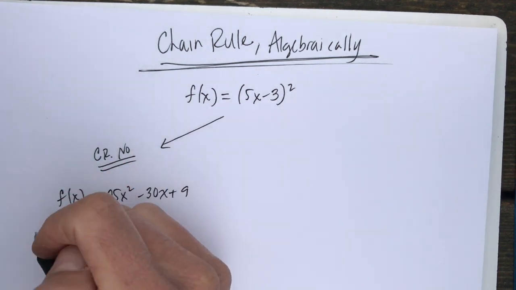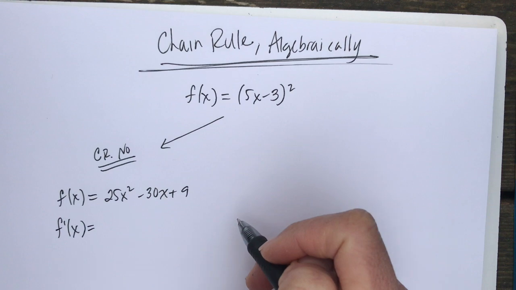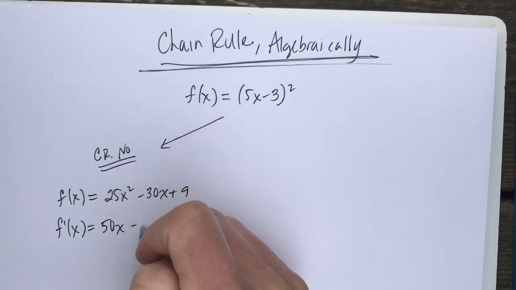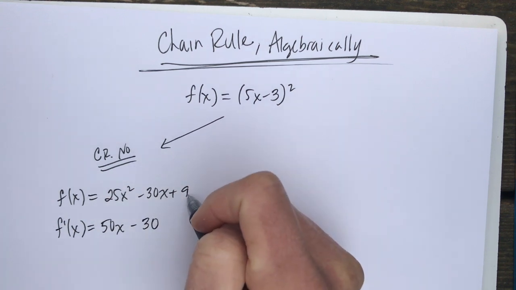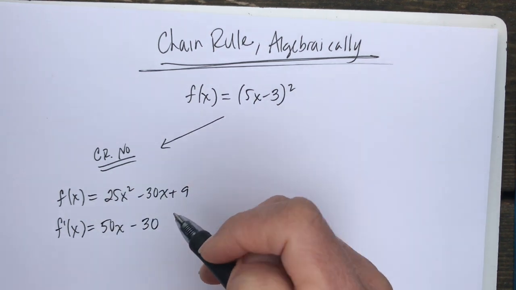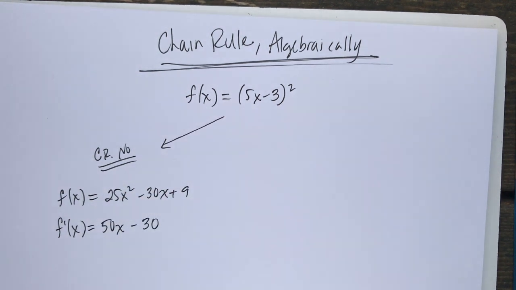So, rewriting f of x is fine, and I can say, well, f prime of x, I'm going to use my shortcut rule. 2 times 25 is 50x minus 30x. The derivative is 30. The 9 is a constant. The derivative of a constant is 0. So if f of x is 25x squared minus 30x plus 9, then the derivative is 50x minus 30.